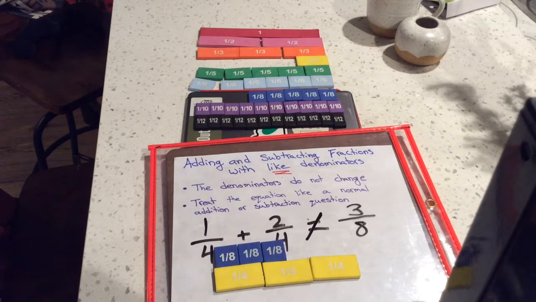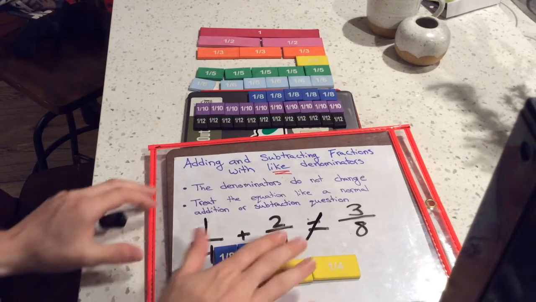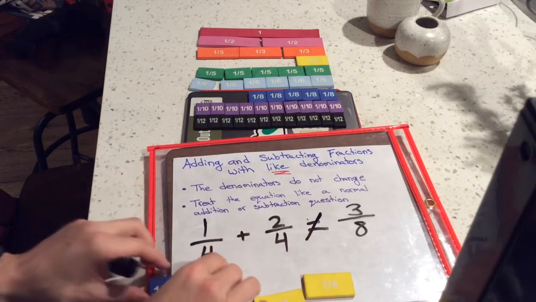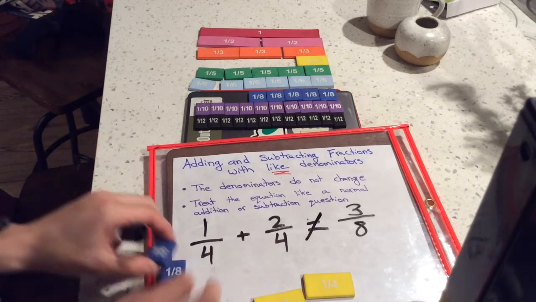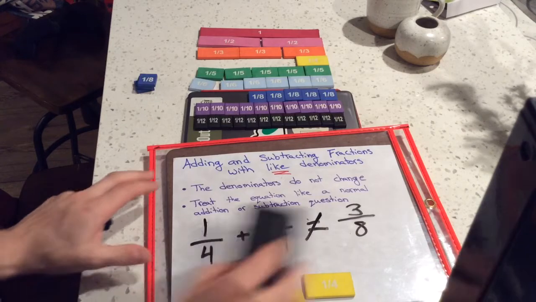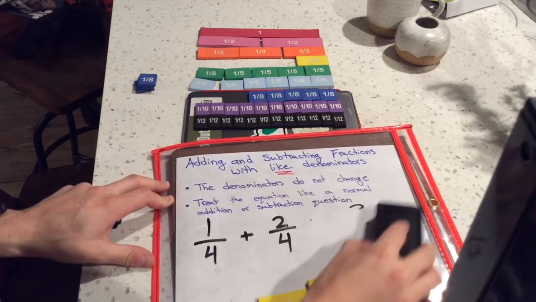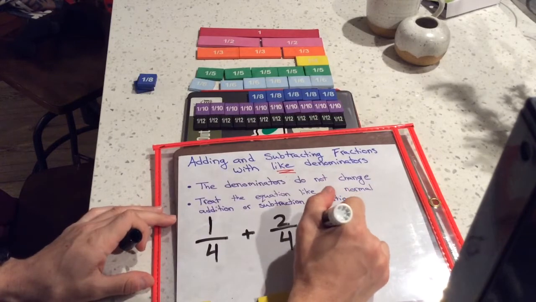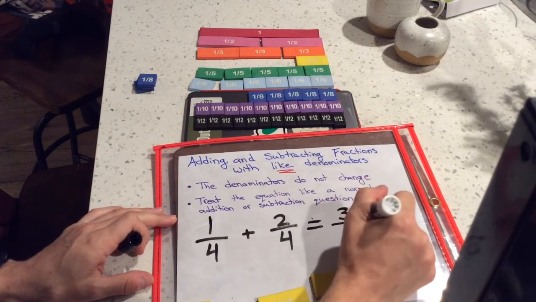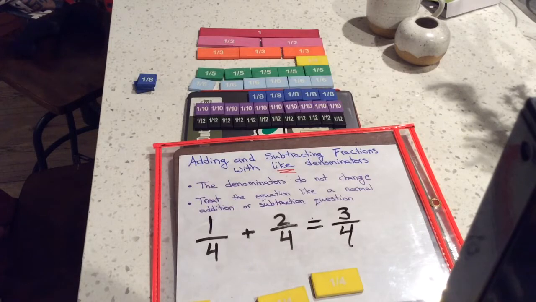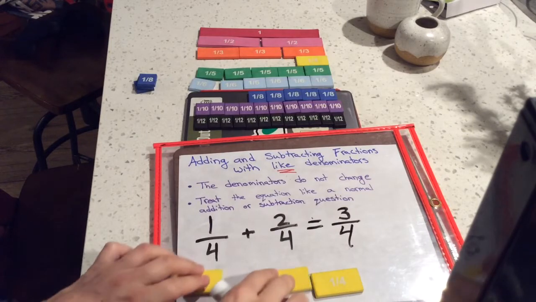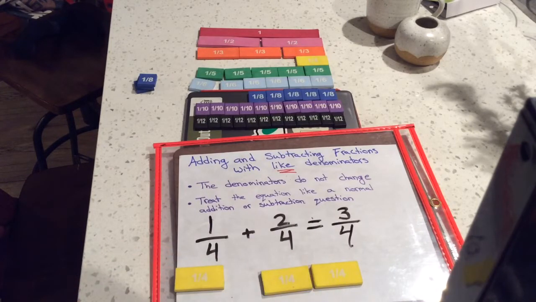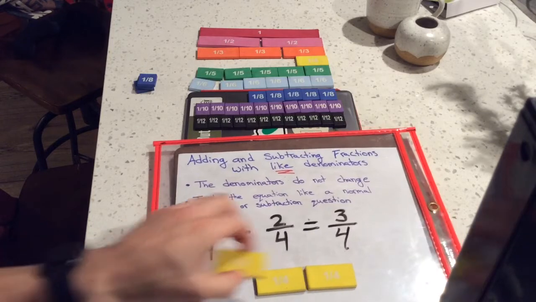And we can always use our fraction strips to help illustrate this. So I'm going to remove these 8s because we know that that is incorrect. And we'll go back to our correct solution. And that was saying that 1/4 plus 2/4 is 3/4. And there they are again.